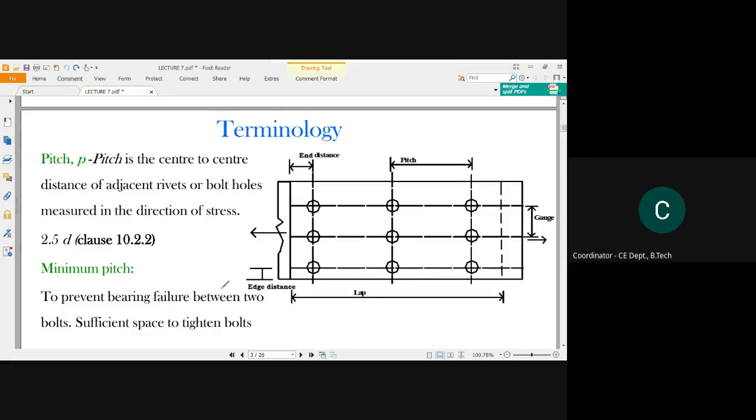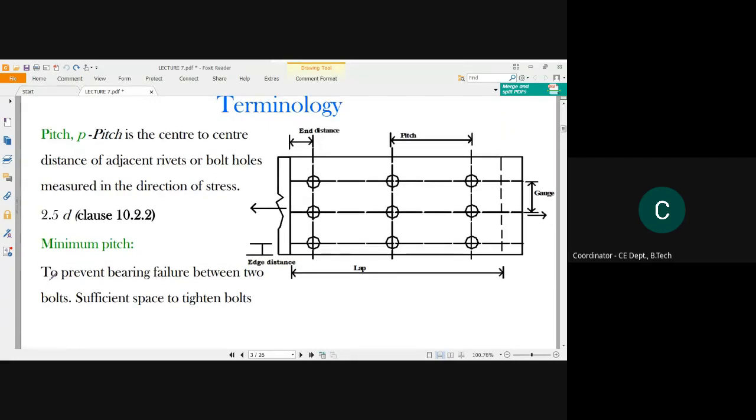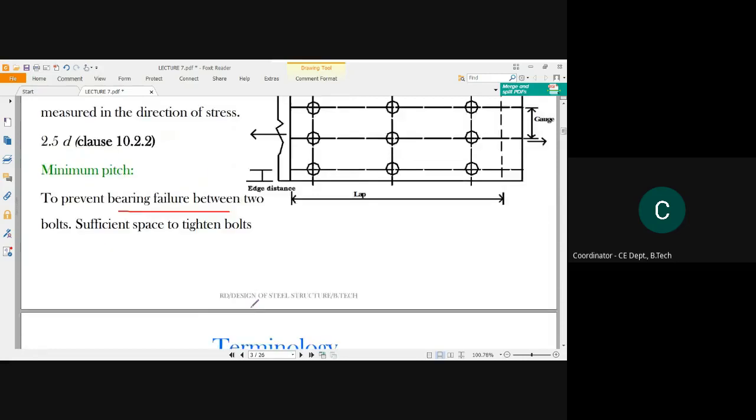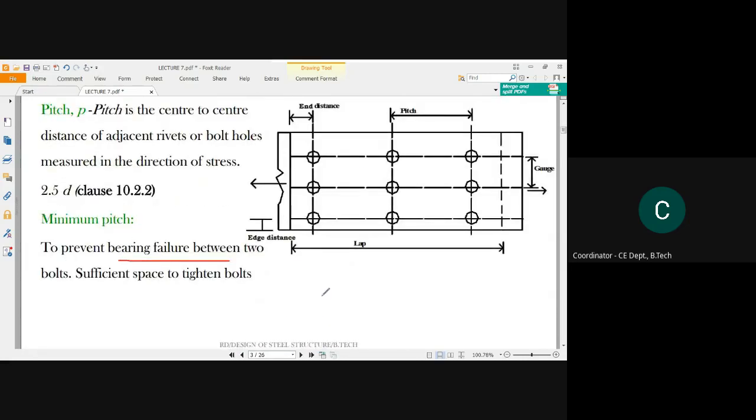So what is the minimum pitch distance? Here it is given to prevent bearing failure. The type of failure which occurs due to the closer distance to the bolt hole or the rivet hole is called bearing failure. I will show you the failure diagram in the later classes as well. So, to prevent the bearing failure between two bolts, and to have sufficient space to tighten bolts, this minimum pitch is required.